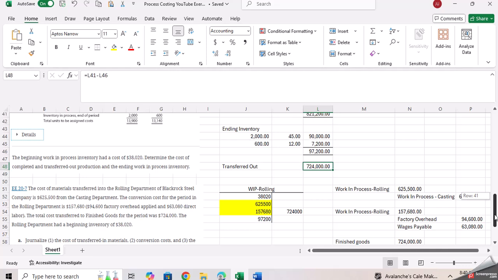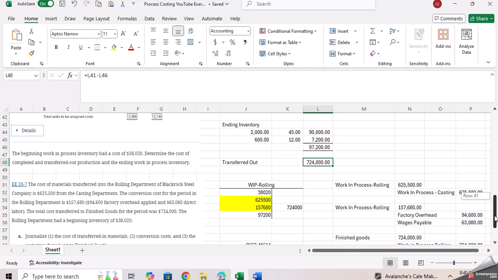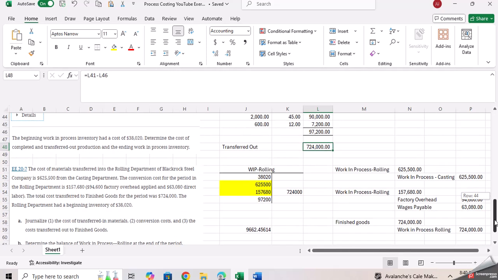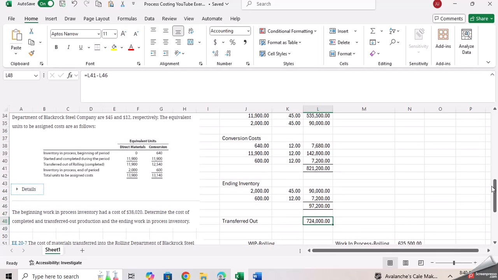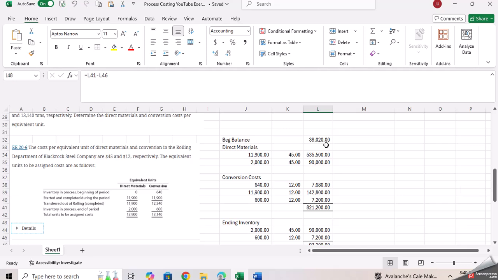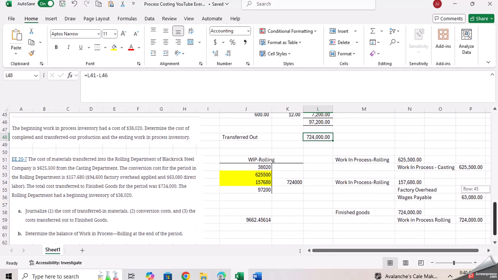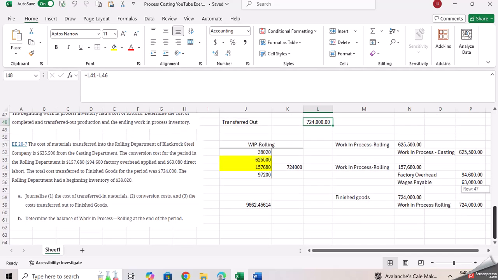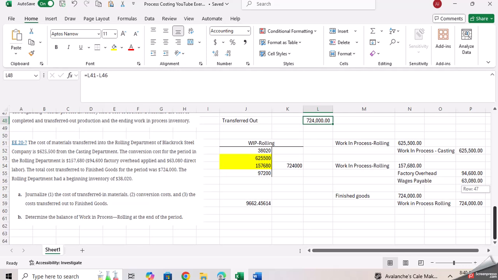And then down below, they'll have us do the journal entries. Here they gave us that beginning cost of inventory. Sorry, I didn't mention that, but going up here, I have it in that very top cell. That was provided to us; we didn't calculate that. Then it says, okay, now let's do the journal entries to transfer the materials and the conversion costs out to our finished goods inventory, and then determine the balance at the end of the period.